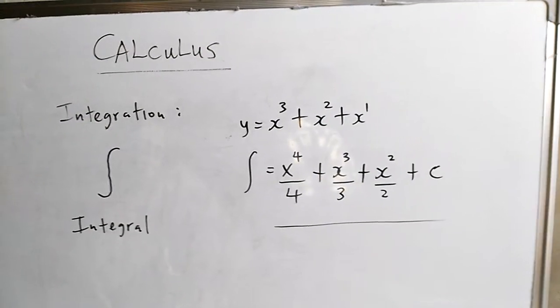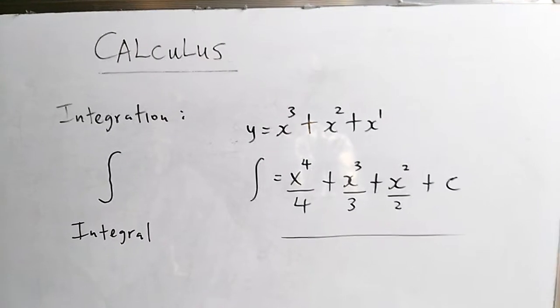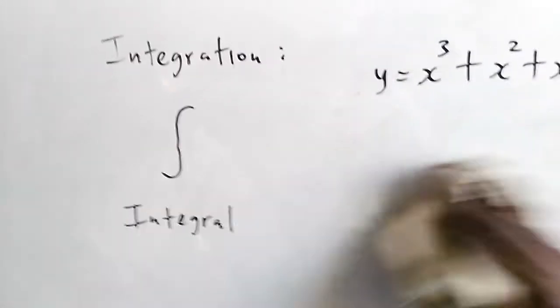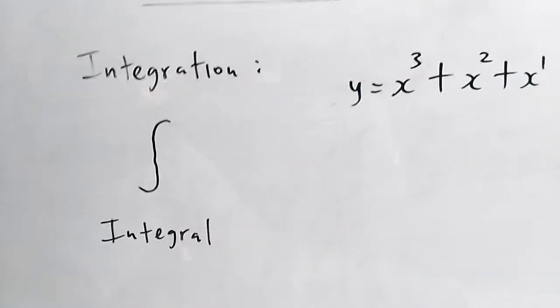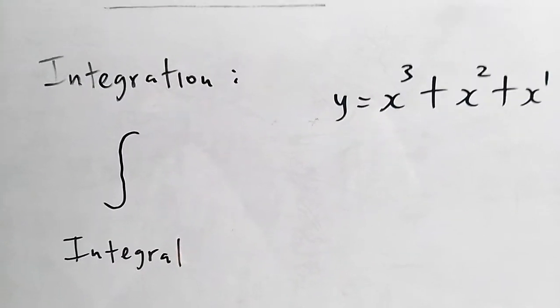So it's more like you are increasing and then dropping the same increase. That becomes integration. Differentiation is the opposite. Drop the power and then reduce the initial power by 1. Okay.